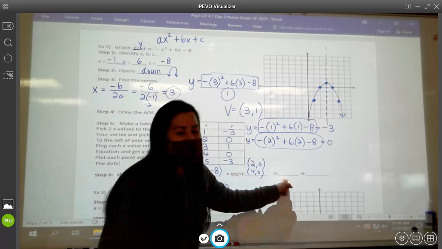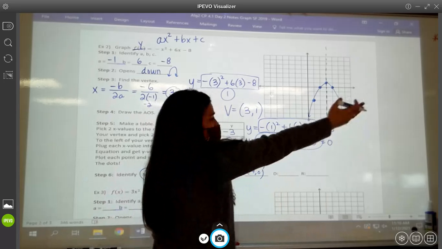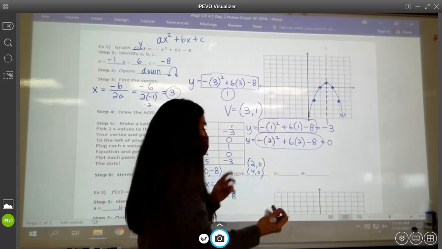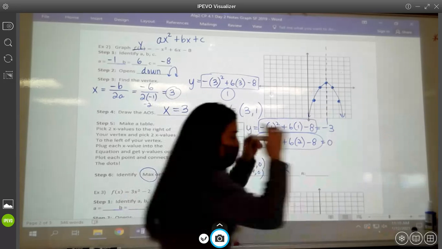Okay. The domain. The domain is all real numbers. Eventually, every single x value on this graph is going to live on this parabola, because I can just plug more and more x values in all the way.